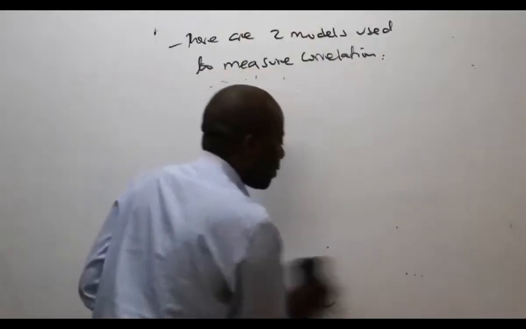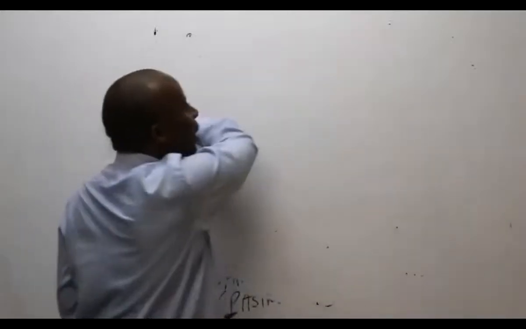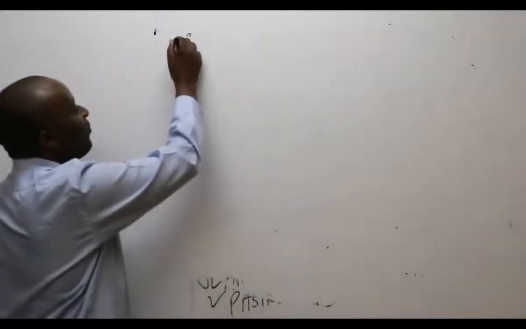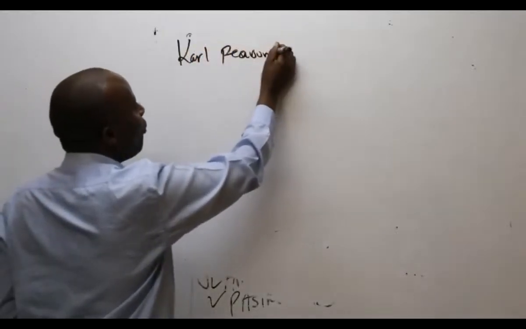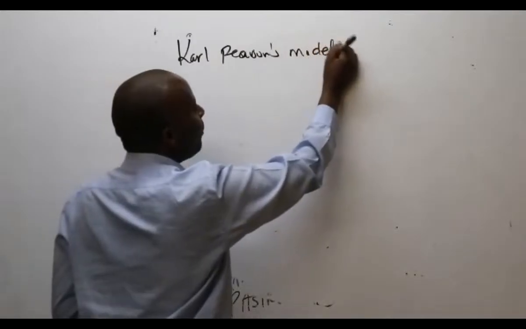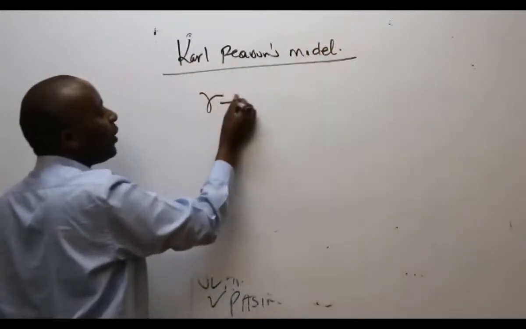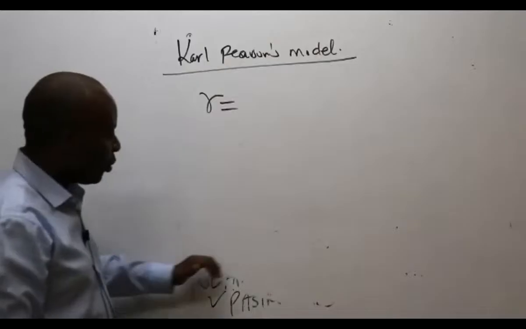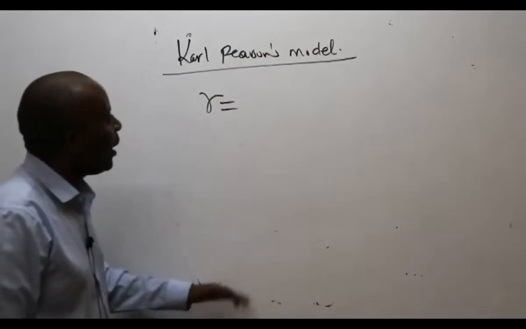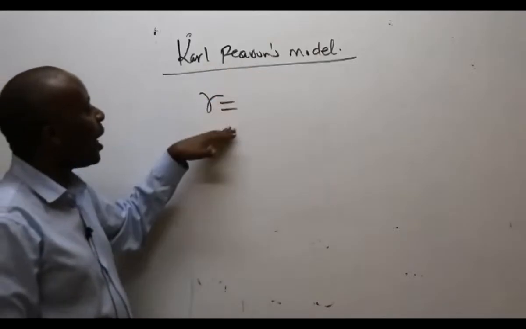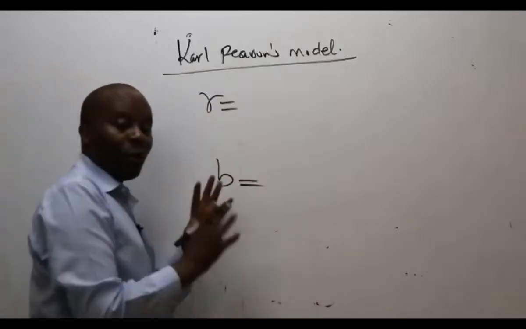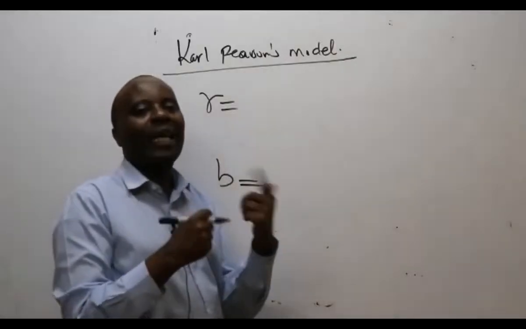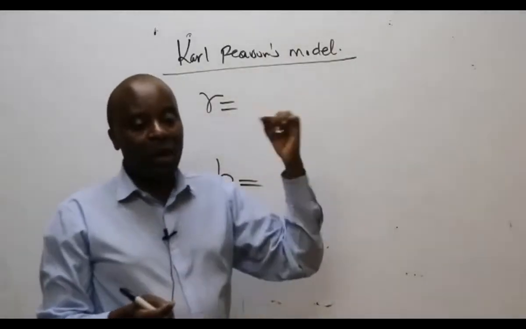So Karl Pearson's model, what do we have here? For Karl Pearson's model, ladies and gentlemen, I need to know the formula of getting R. Anytime they mention Karl Pearson's model R, first of all, I'll be forced to remember the formula of getting B, because there is quite a big relationship between B and R. And B is something I will never forget.